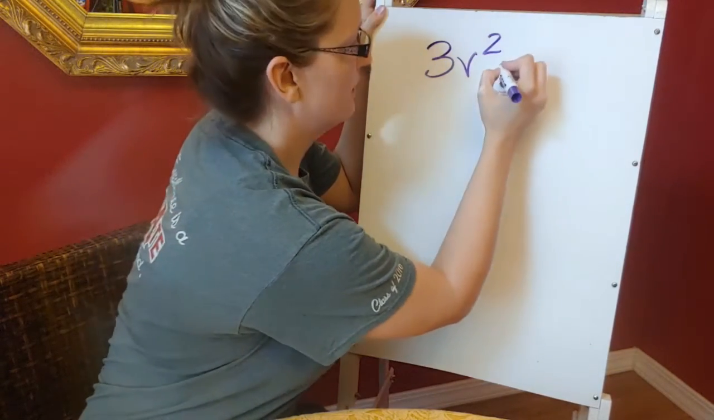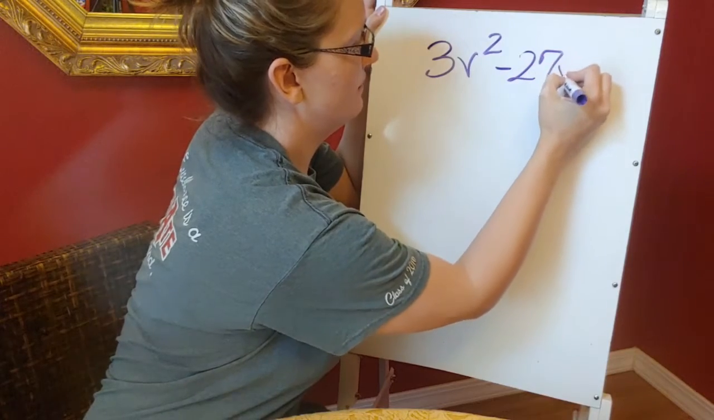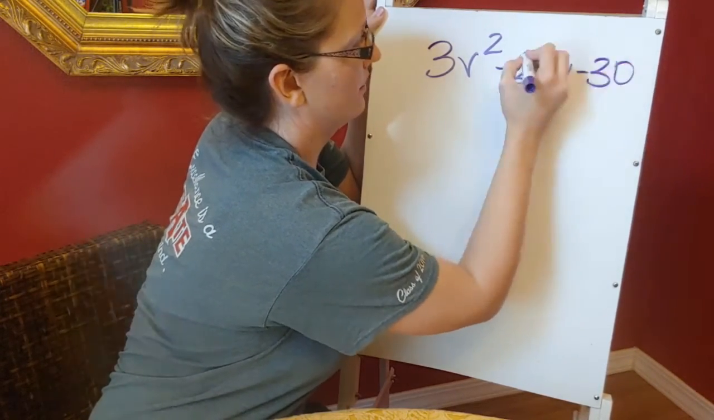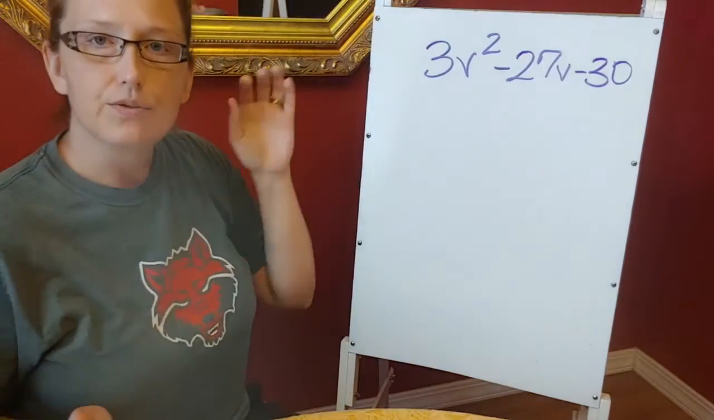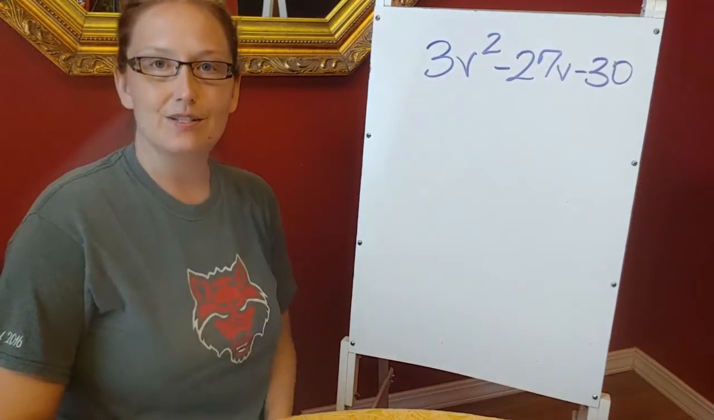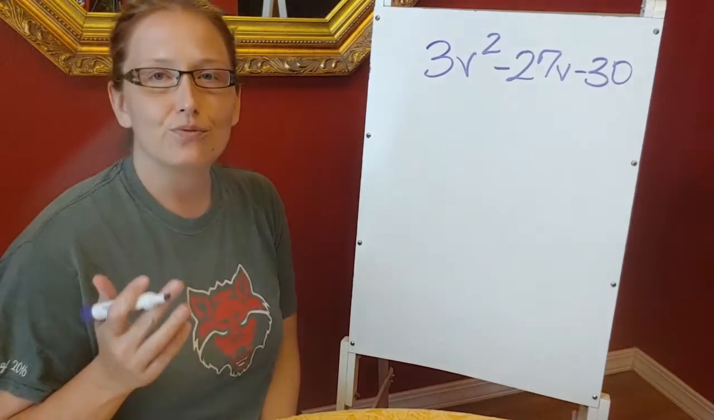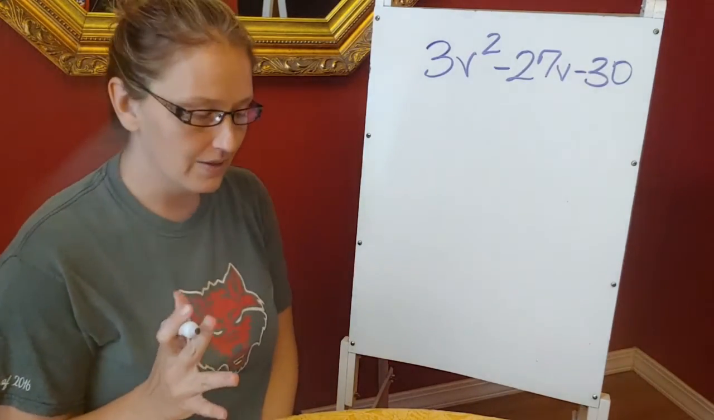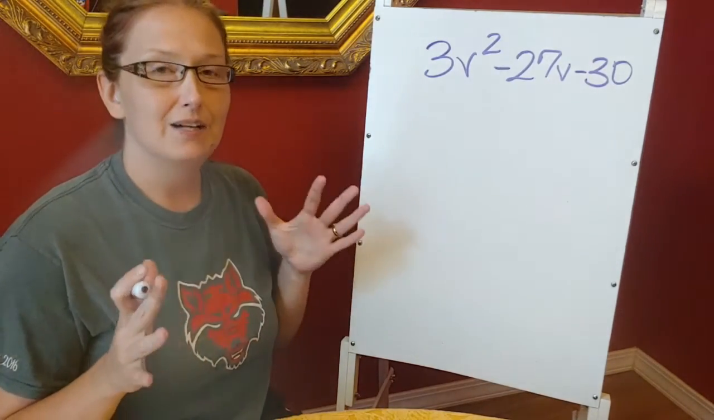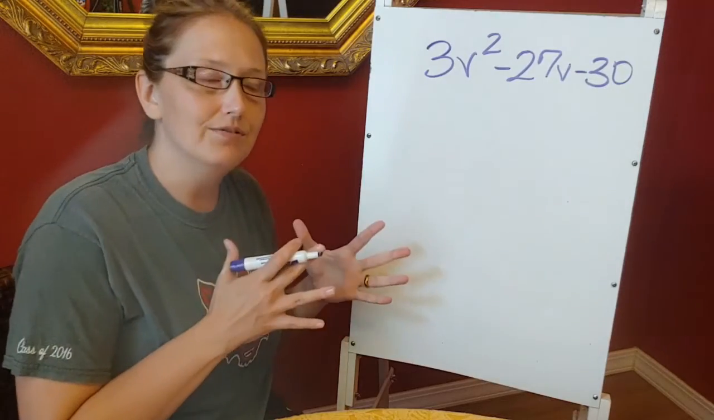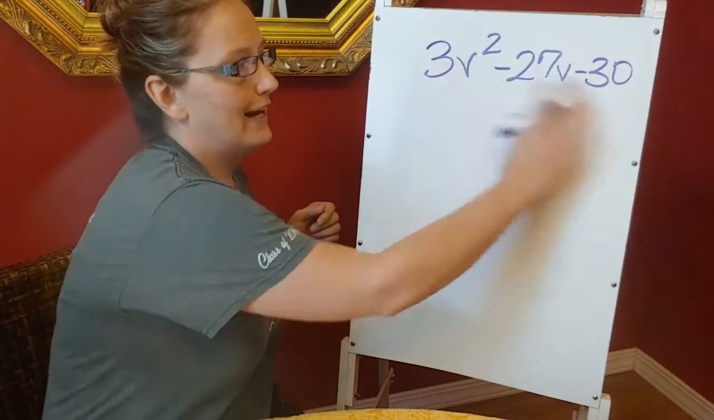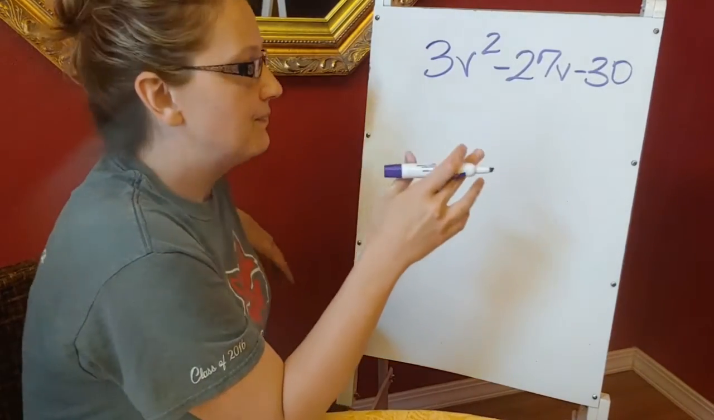3v squared minus 27v minus 30. Okay, so we're going to do some more factoring today, and we're going to break out our double parentheses in just a minute. But first, we're going to factor using GCF. So I need to figure out what the greatest common factor is. So we're going to combine what we've learned in the past couple of days into this lesson. So I'm going to look at what I can factor out of this equation first.